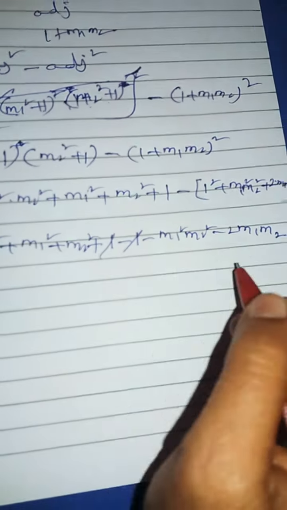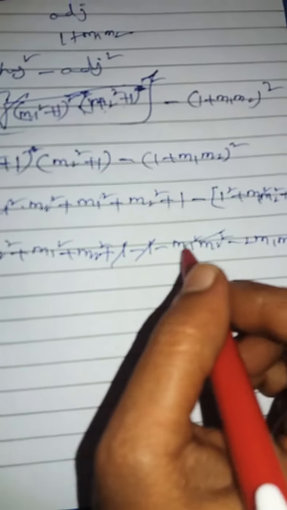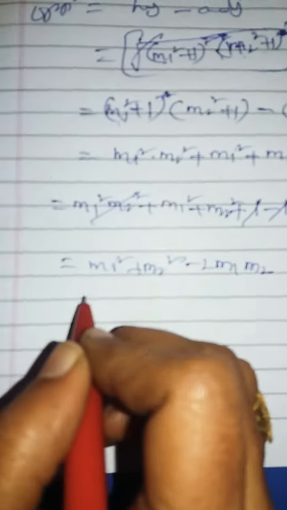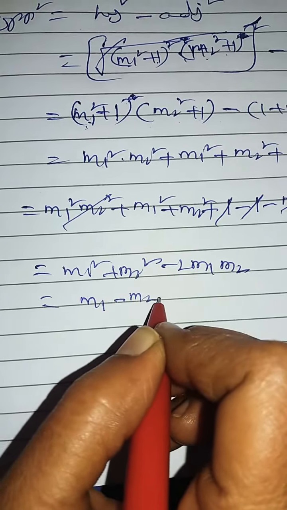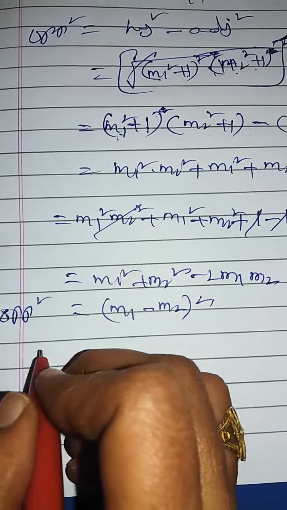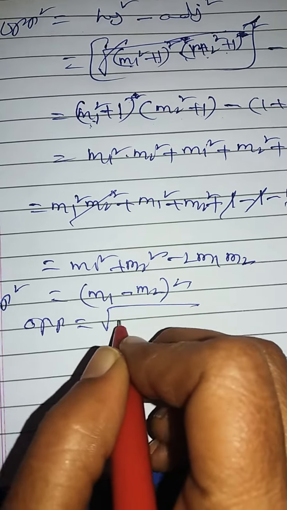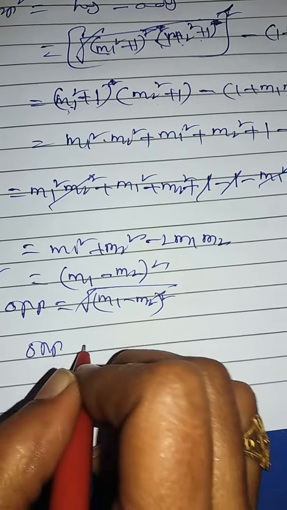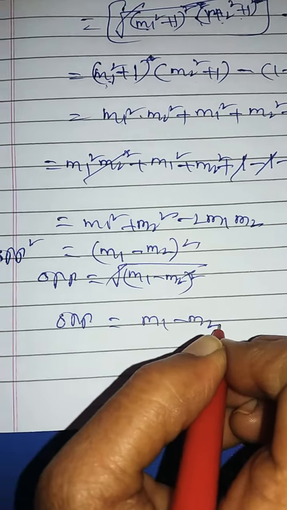Now here minus 1 plus 1 will get cancelled. Minus m1 square m2 square plus m1 square m2 square will get cancelled. Now what is left here? The left are m1 square plus m2 square minus 2 m1 m2. It is nothing but m1 minus m2 whole square. So this is opposite square value. So we will get opposite side as root of m1 minus m2 whole square. Square and root will get cancelled. We will get opposite side is m1 minus m2.